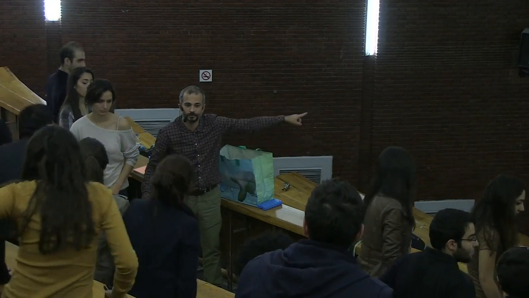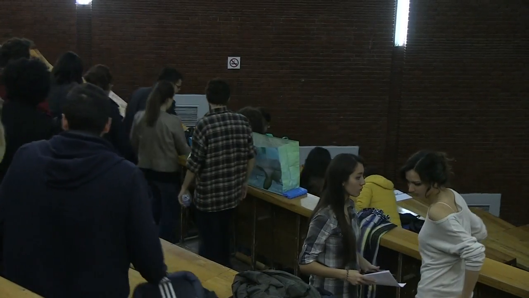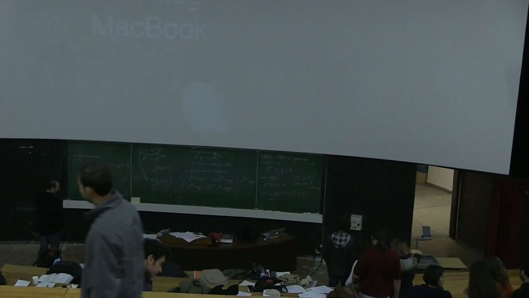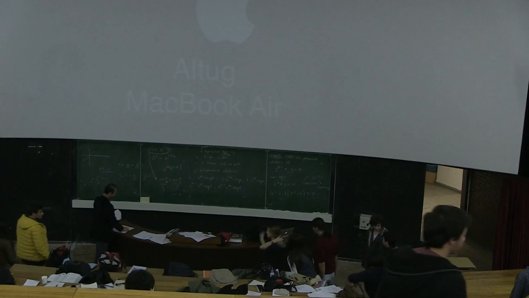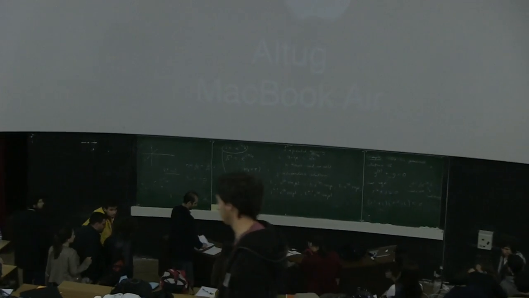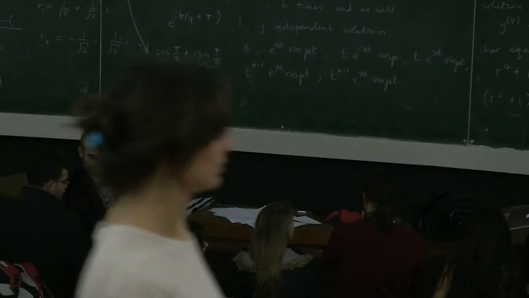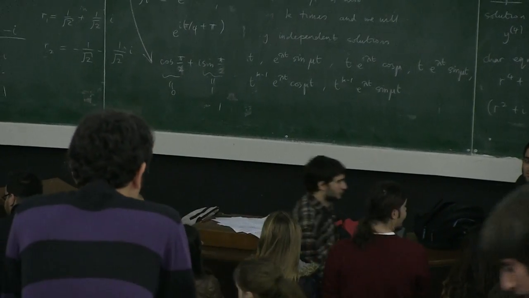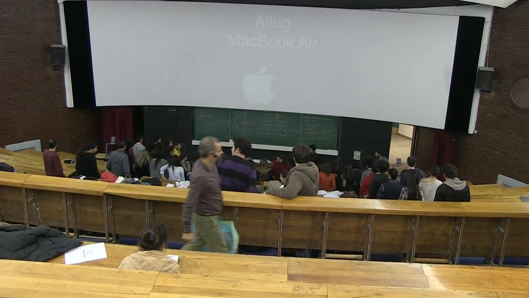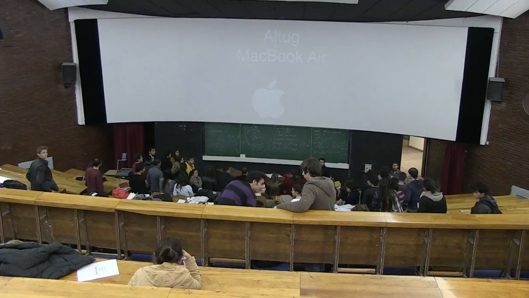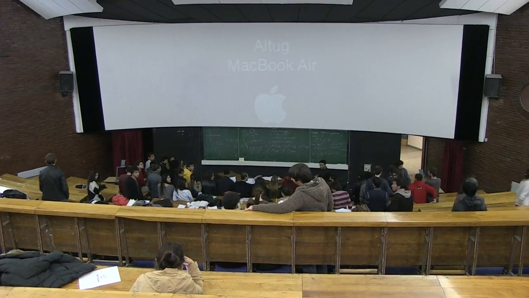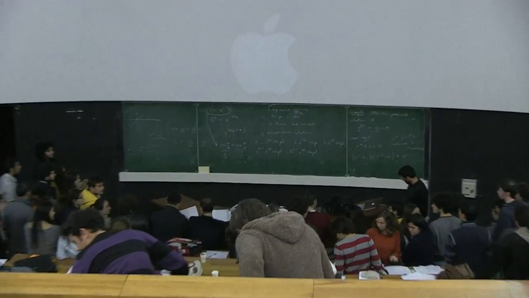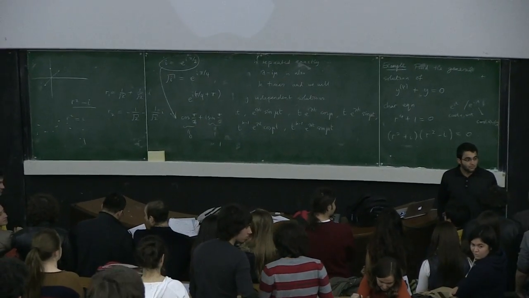Let's go to the blackboard. Do not sit down. Go to the blackboard. Just make a circle close to the blackboard. Well, you could have erased the blackboard.